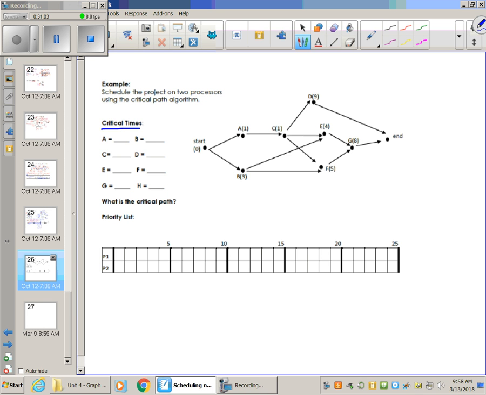The first thing is to identify all the critical times. Okay, I'm using the backflow algorithm. So starting with the ones that are pointing at the end, we get this one with 9, this one with 8. Moving backwards, E is going to be 4 and 8, which is 12. F is going to be 5 and 8, which is 13. Okay, but be careful when you go on to C. C is pointing to two things. Okay, C is pointing to the 12 and the 13. So you give it to the bigger of the two. 1 and 13, okay, is going to give you 14.